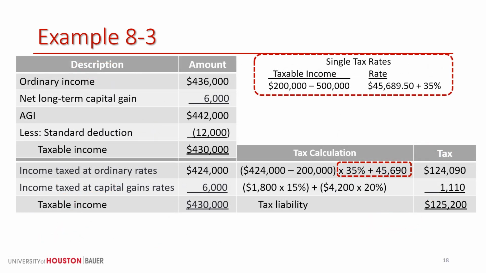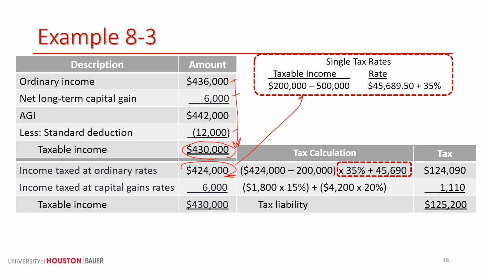Now it's time to calculate his tax. We start by just following the tax formula. And so we've got the ordinary income, the net long-term capital gain, as well as the standard deduction. So his taxable income is $430,000. We want to separate the preferentially taxed income from the income that would be taxed at ordinary rates. So we see the ordinary rates will apply to $424,000 of income.